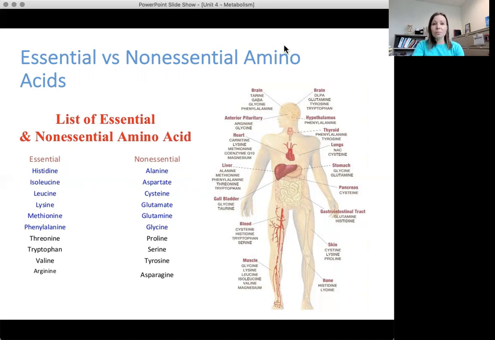Okay, so that's where I'm going to end things because that covers the metabolism of those three major nutrients: carbohydrates, lipids, and proteins.